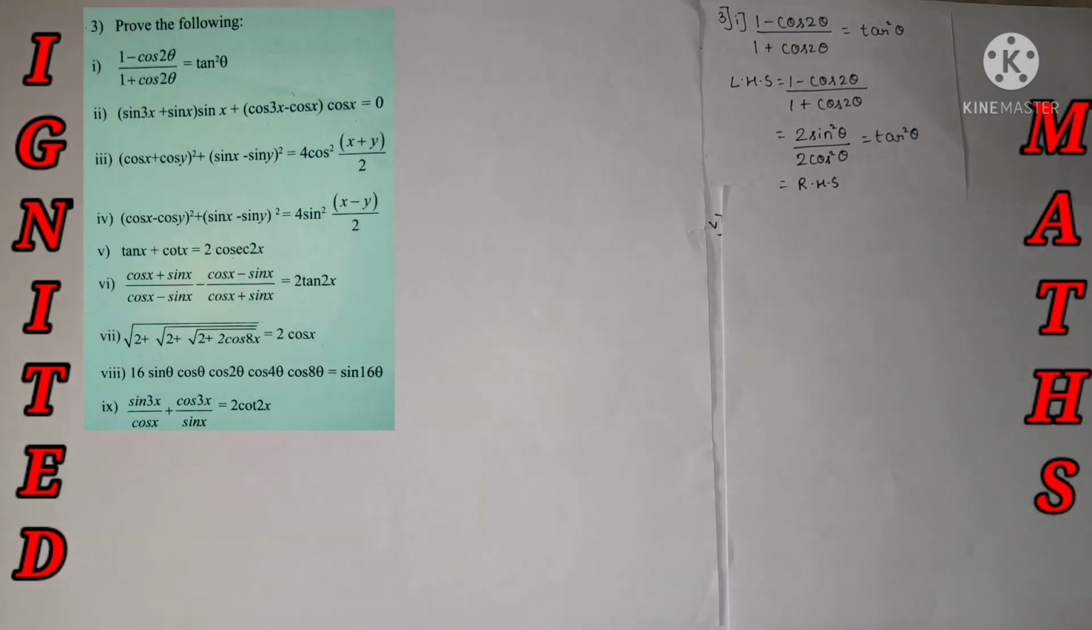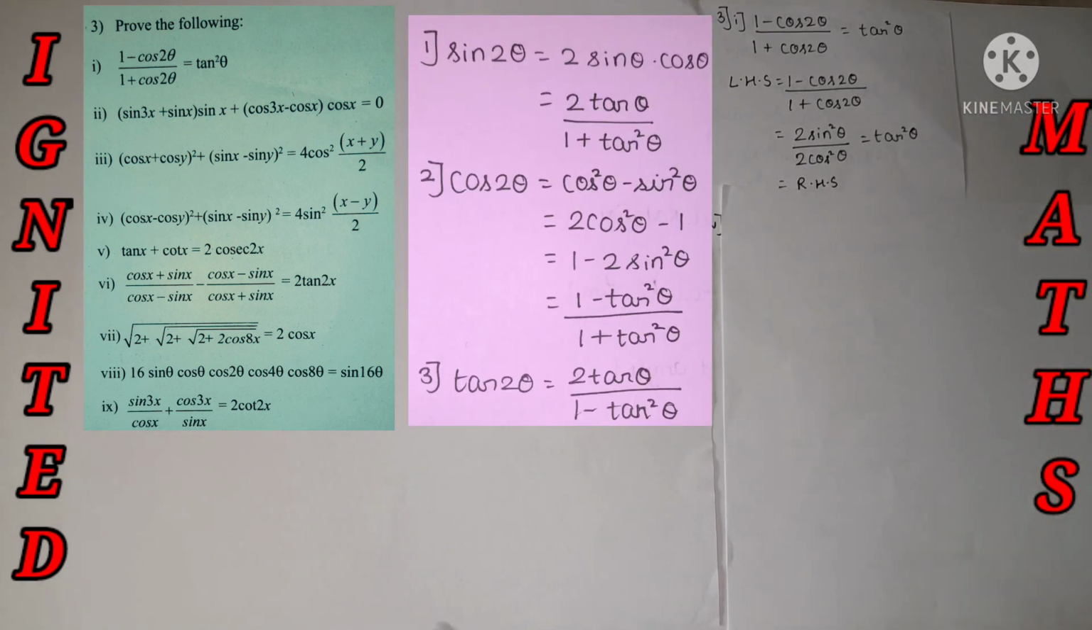The third main question is basically to prove the following. That is, we need to prove from LHS to RHS or RHS to LHS. The first sum I took is 1 minus cos 2 theta divided by 1 plus cos 2 theta is equal to tan square theta. So let's take the LHS value and prove it to the RHS.